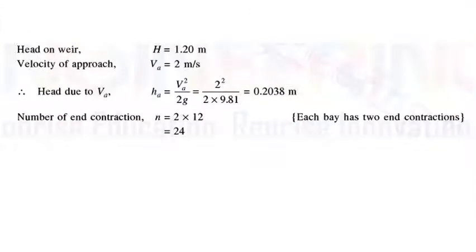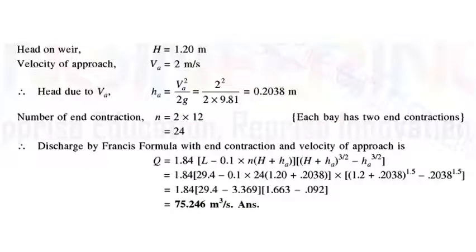After that, we know that the weir has end contractions. How many end contractions? 2 end contractions. So N is equal to 2 into 12. That is 2 contractions for each bay. So total number of bays is 12, so total number of contractions becomes 24.